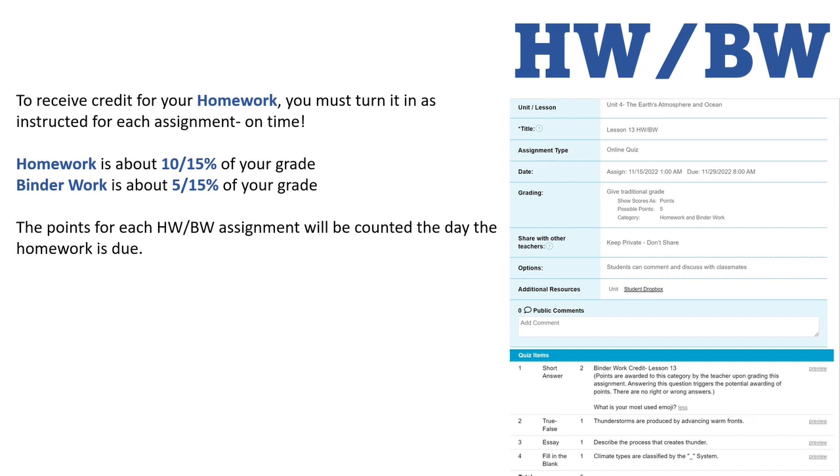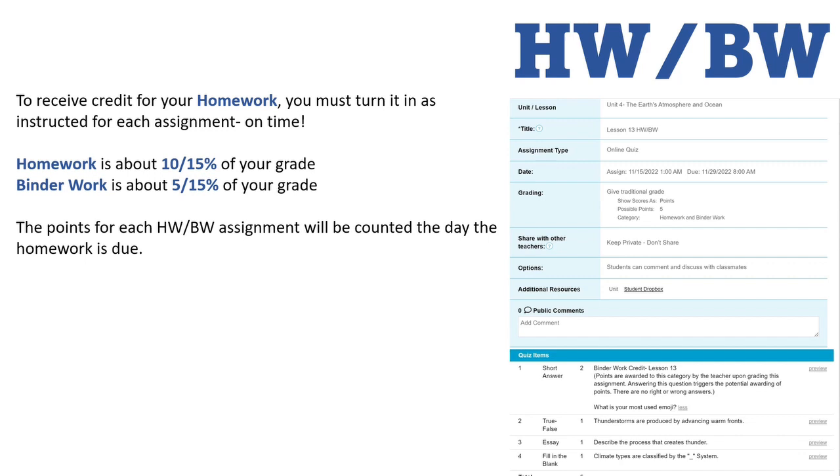So to receive credit for your homework, you have to turn it in as instructed for each assignment and turn it in on time. So your homework and binder work together is worth about 15% of your grade, and it works out to your homework being about 10 of that 15% and your binder work being about 5. The points for each homework binder work assignment will be counted on the day the homework is due.